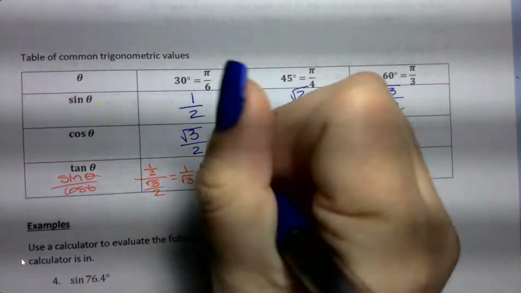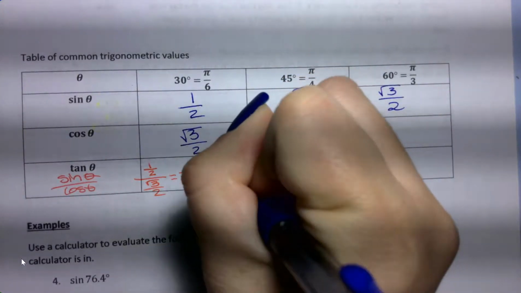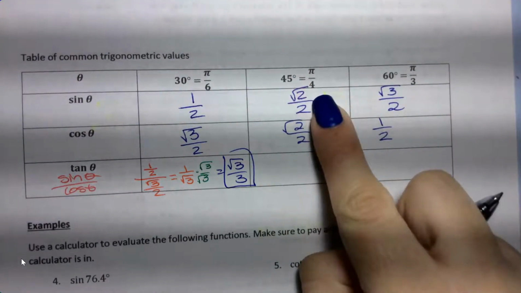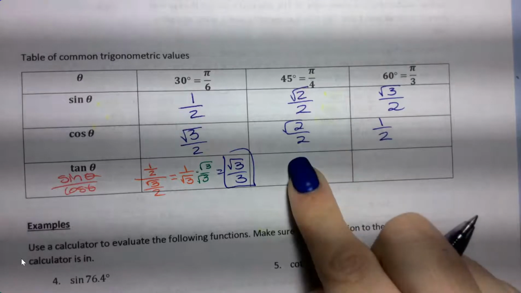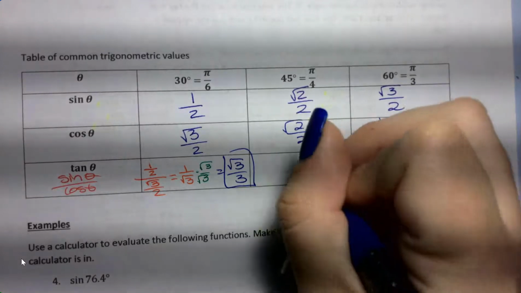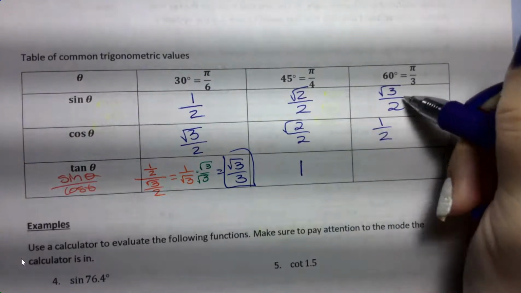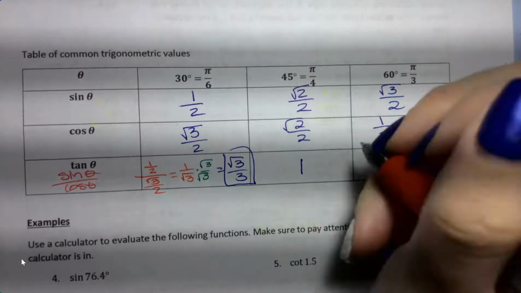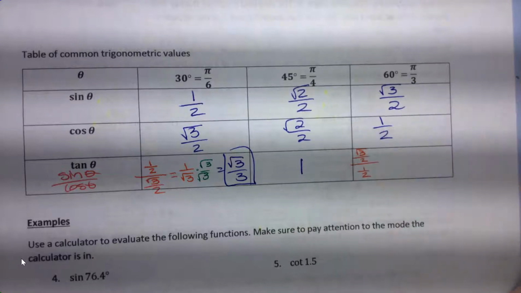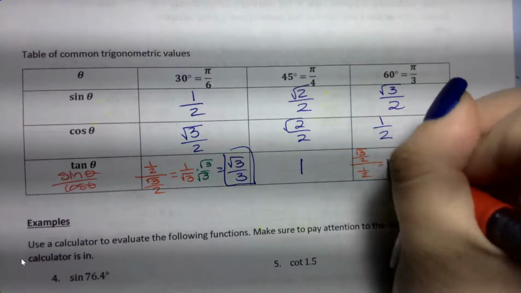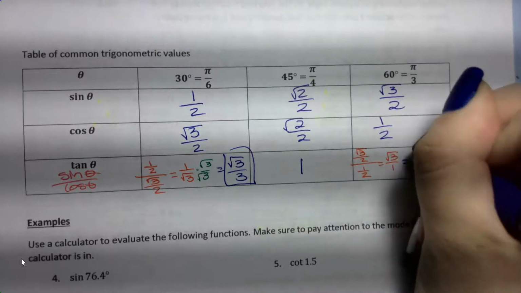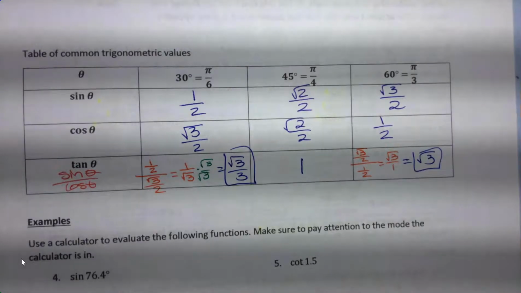And when I rationalize, it will give me the square root of 3 over 3. For 45, square root of 2 over 2 divided by square root of 2 over 2 will give me the same value, so anything divided by itself is 1. And then I have the square root of 3/2 divided by 1/2, where my 2's cancel out, and I'm left with the square root of 3 over 1, which just gives me the square root of 3. Again, I recommend you memorize this because it makes things easier.